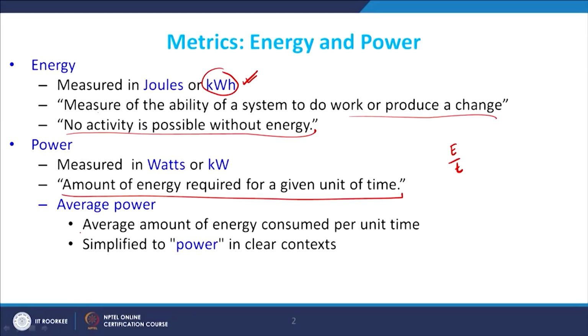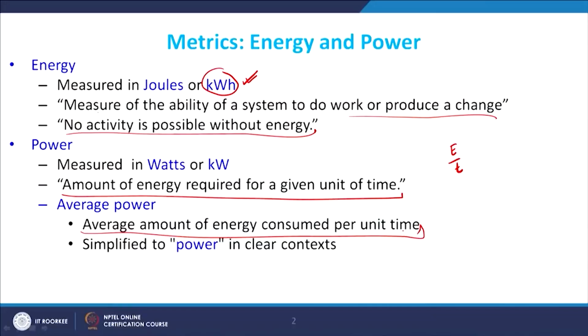When we say average power, it primarily means the average amount of energy consumed per unit time. Let us suppose you were consuming 5 kilowatt during the first hour and 3 kilowatt in the second hour, then 5 plus 3 is 8, divided by 2 gives 4 kilowatt as the average power. So, average power is the power where you take the average in the time domain.